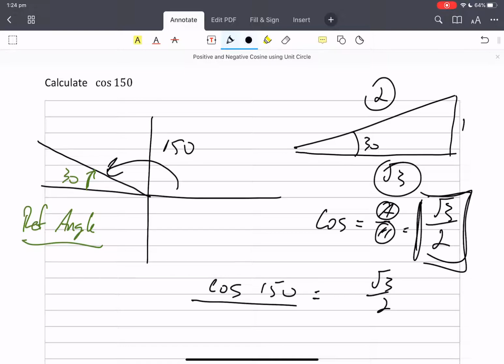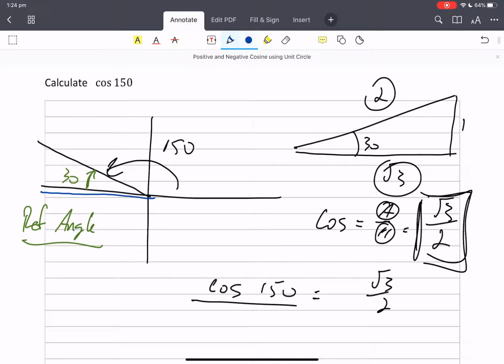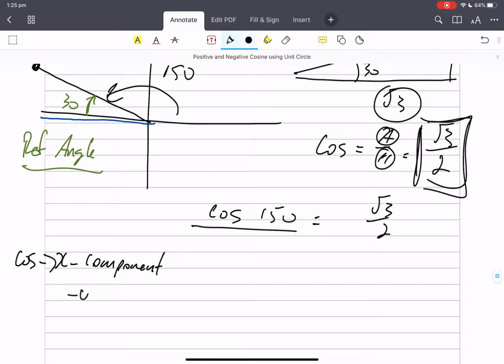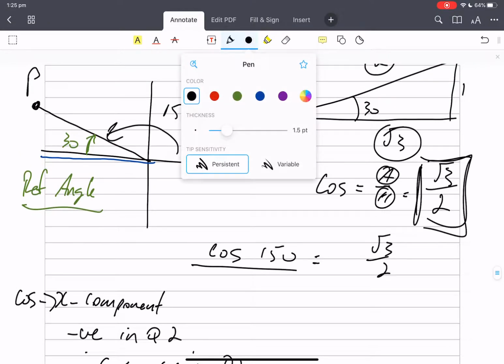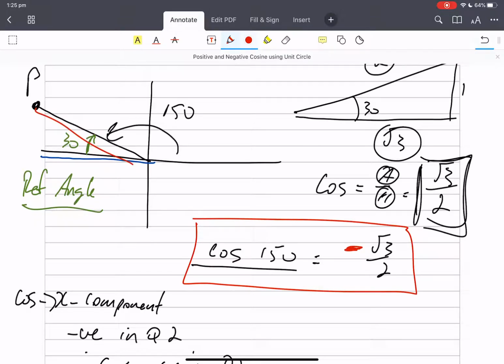The only thing we've got to work out is whether cos is positive or negative. So if I was to draw my blue line out here, all I really need to ask is, of this point on the terminal ray, my cos is the x component. So that's negative in quadrant 2. Therefore, cos is negative in quadrant 2. Therefore, this answer is not positive root 3 on 2. Cos 150 is negative root 3 on 2 because it's over in that quadrant. Okay.